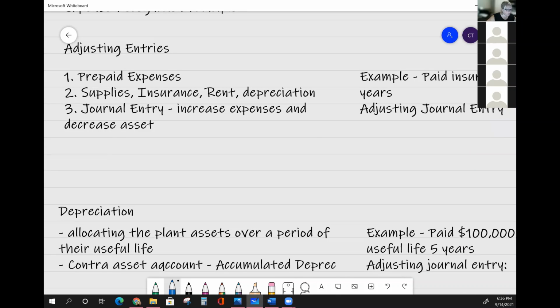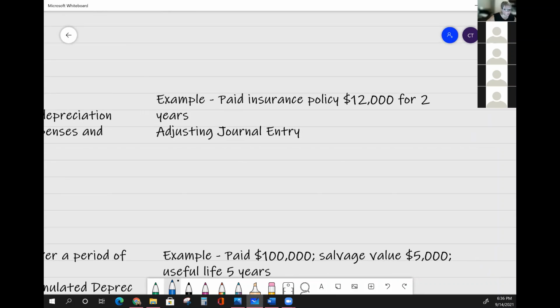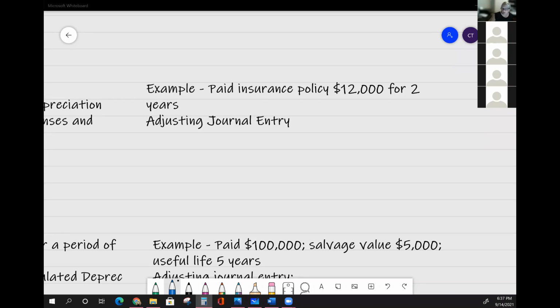I'll show you what that looks like in just a minute, but I want to go into a little bit of examples on the adjusting journal entries. So we talked about having prepaid expenses. Insurance is one of the most popular prepaids. So let's say we have a policy that's $12,000, and we're going to have 2 years for that policy. So when I pay for it, I want to pay for the money all up front, the $12,000.